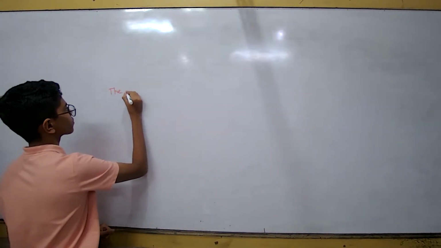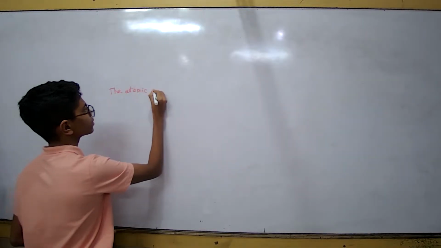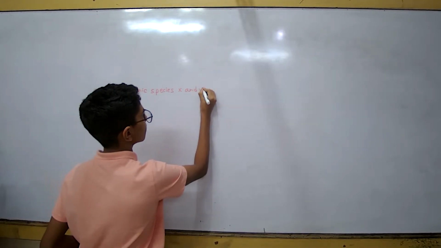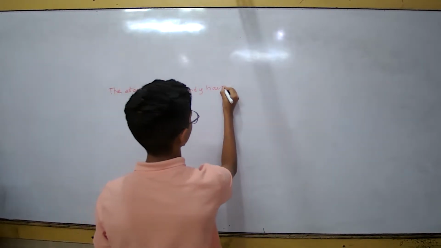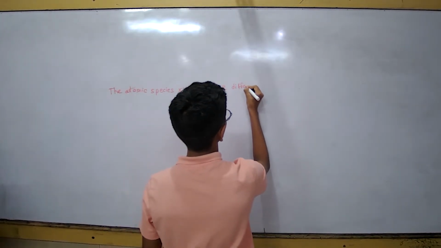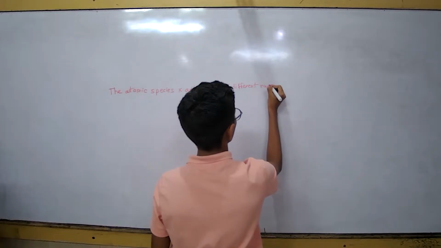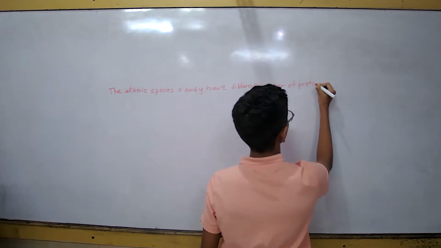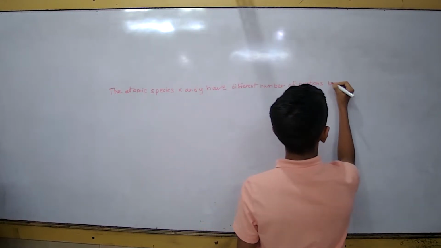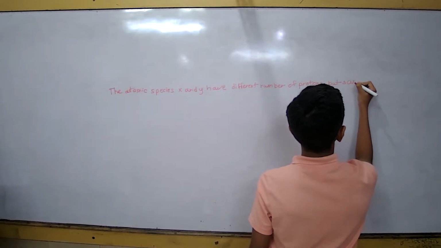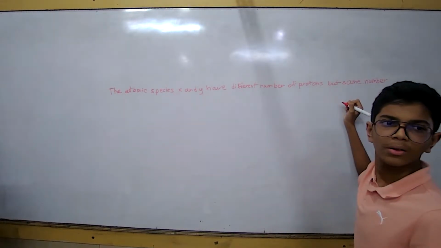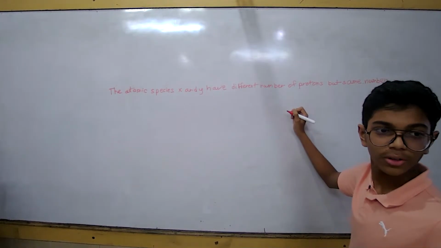The atomic species X and Y have different number of protons, but same number of nucleons.